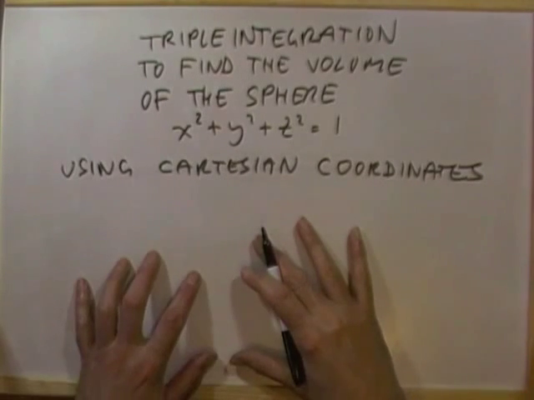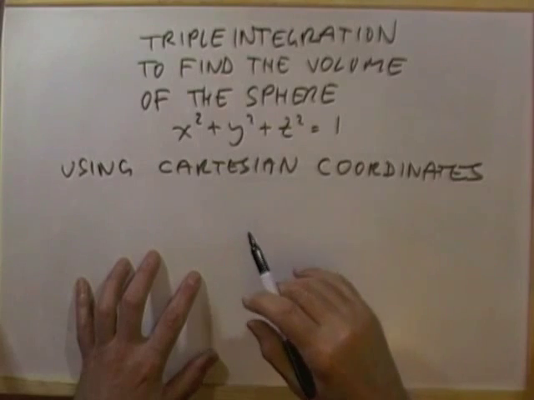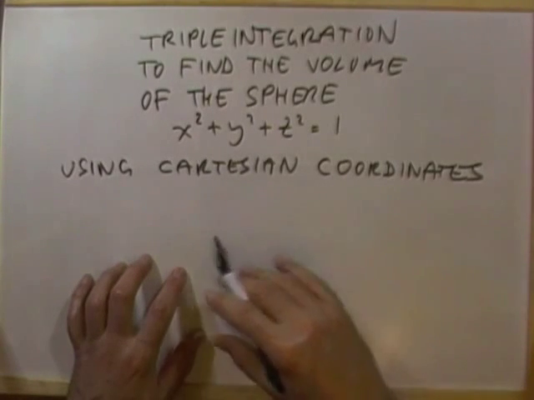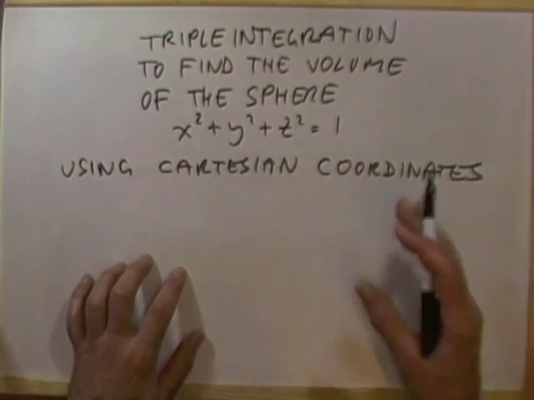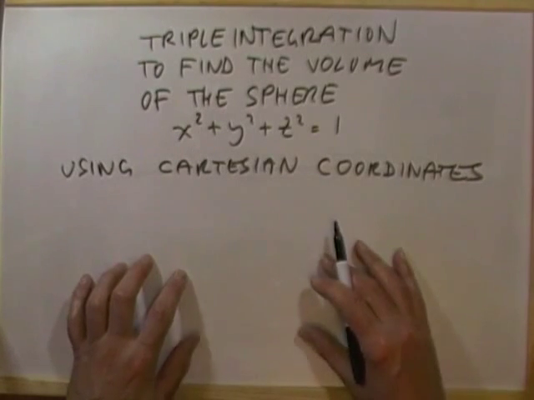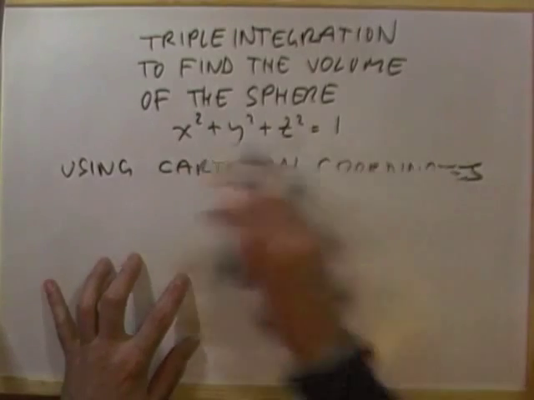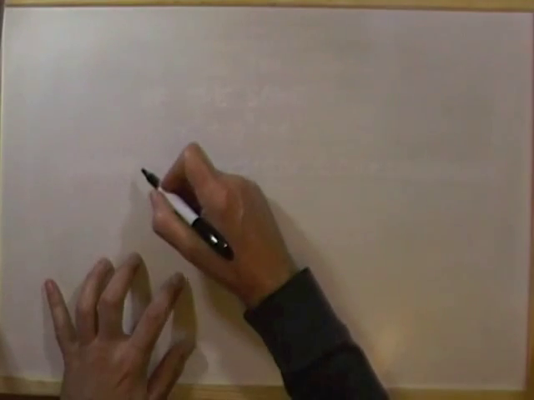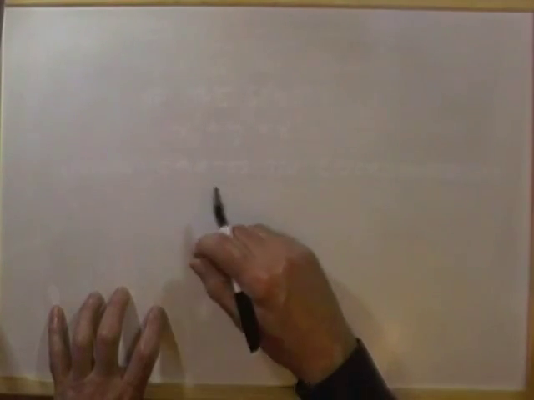Right, the first of two parts. Using triple integration to find the volume of a sphere, first of all using Cartesian coordinates, and then probably in a separate video after this, because it'll probably take too long, using spherical coordinates. With Cartesian coordinates, the easy part is that each little volume element that you're going to be adding up will just be nice little cubes.